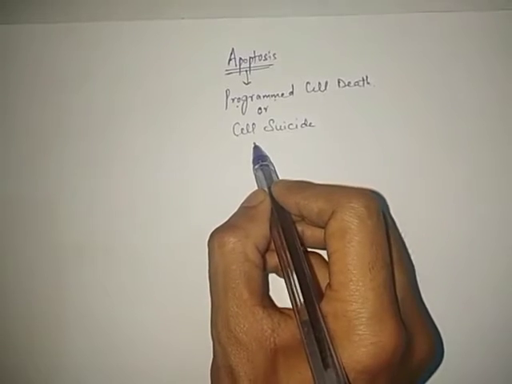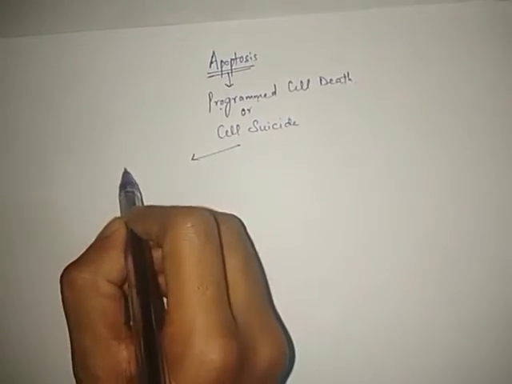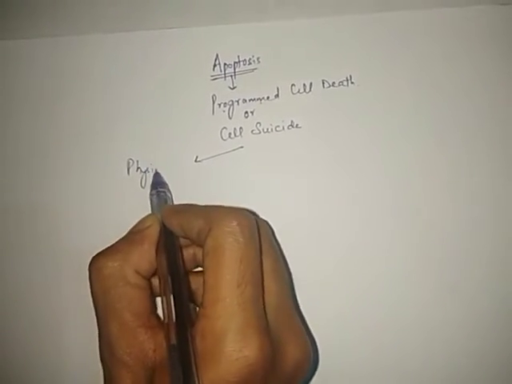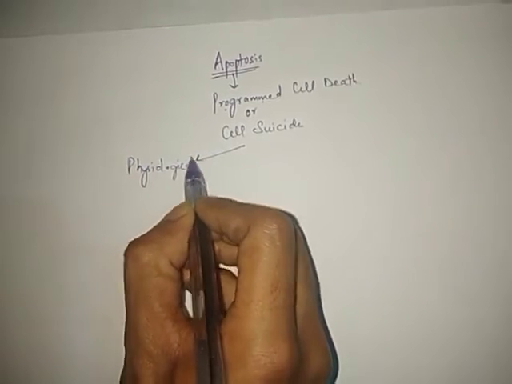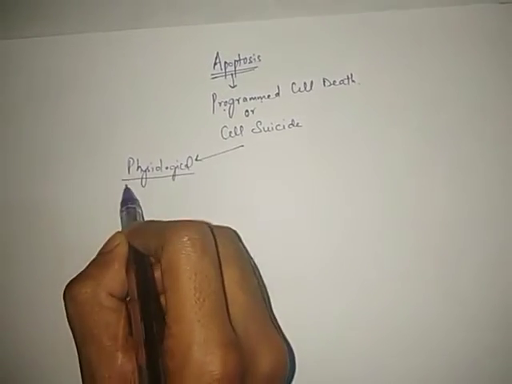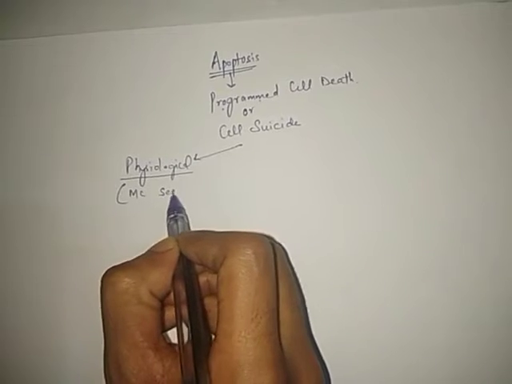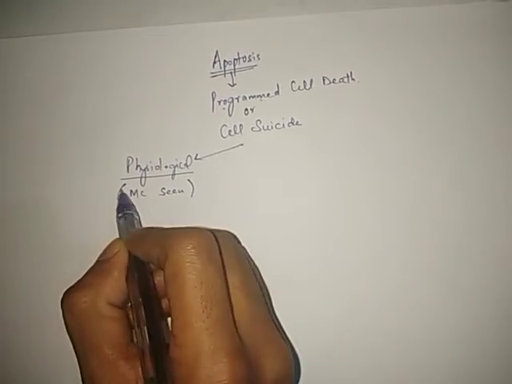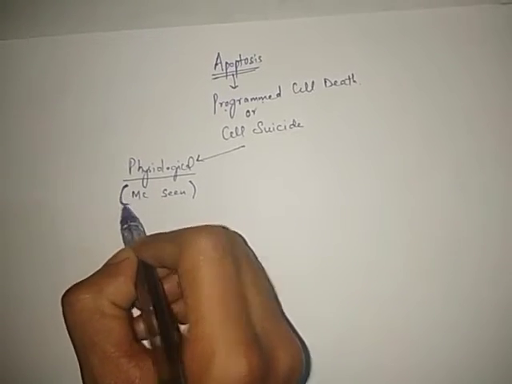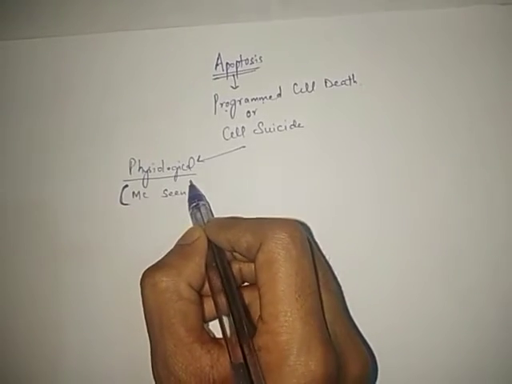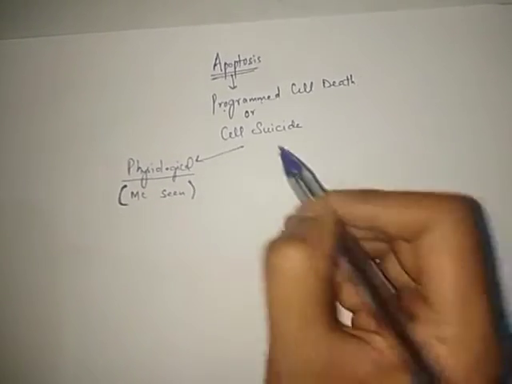So this apoptosis can be physiological. Physiological apoptosis is most commonly seen, and it occurs when the cell is no longer needed by the body, or when the cell is harmful for the body.